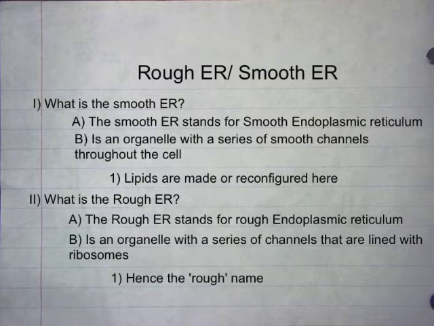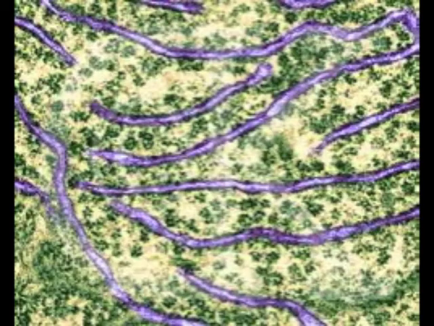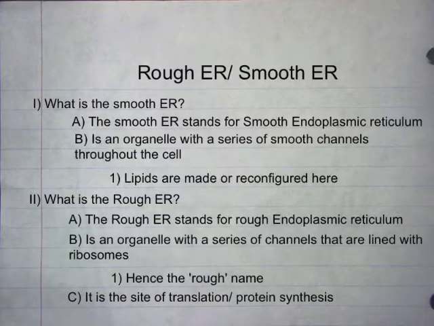It is an organelle with a series of channels that are lined with ribosomes, hence the meaning rough ER. These ribosomes line the walls of the rough ER. Because of this, it's an excellent site for protein synthesis, as the mRNA does not have to travel very far to get to the site of the ribosomes. It is the site of translation/protein synthesis.